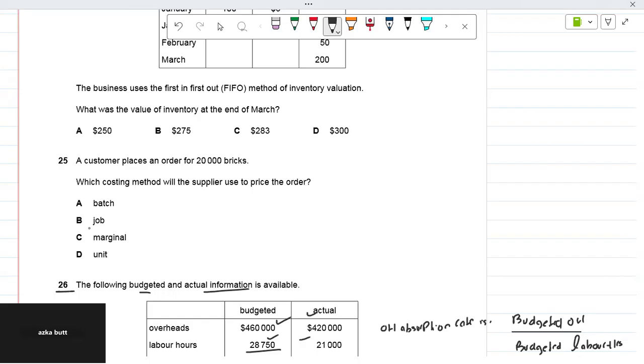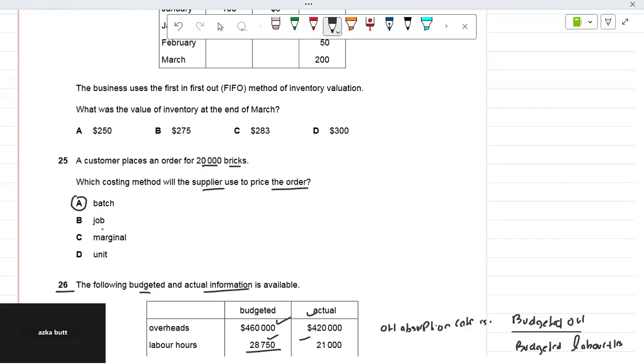In question number 25, a customer places an order for 20,000 bricks. Which costing method will the supplier use to price the order? First of all, batch costing. It is used when a specific quantity of identical items is produced together as a batch, making it suitable for pricing bulk orders like the 20,000 bricks in this case. So this seems to be the right option, but let's see the others as well.